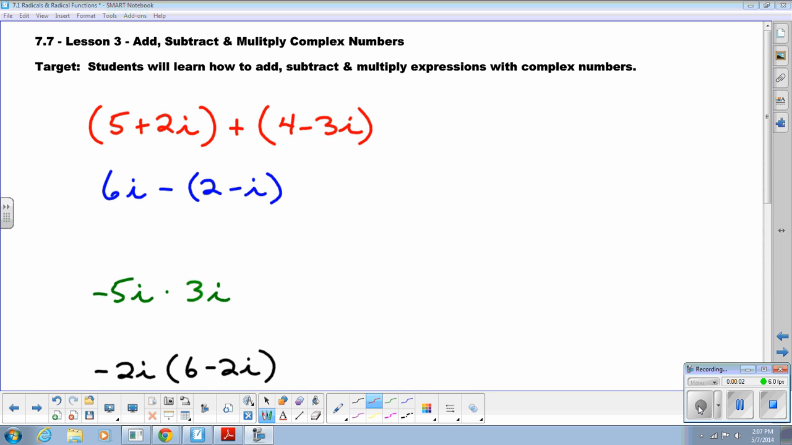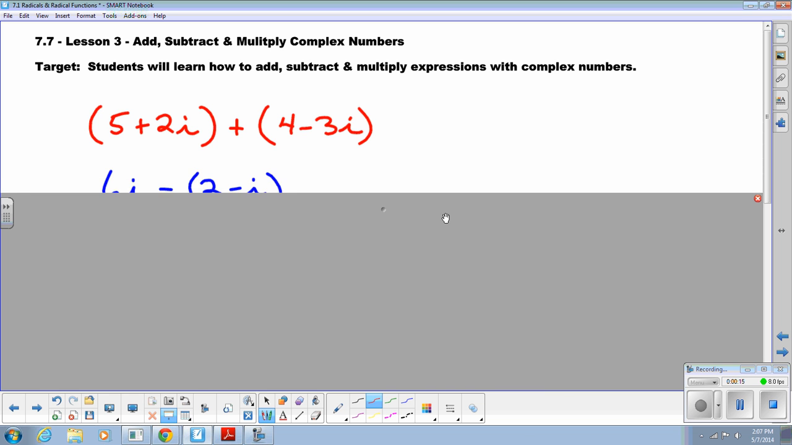Our third lesson on complex numbers. Now you're going to actually do some addition, subtraction, and multiplication with them. And when we do that, one of the things you have to do is treat i, the imaginary number, like a variable. And so let me show you how to deal with this.